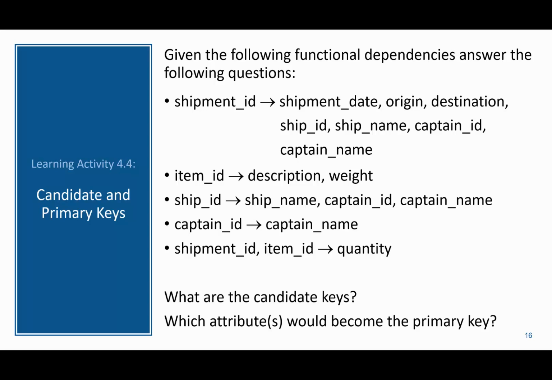All right, welcome back. So the first one, what are the candidate keys, is easy. That's going to be everything that is on the left. So shipment ID, item ID, ship ID, captain ID, and shipment ID and item ID together.